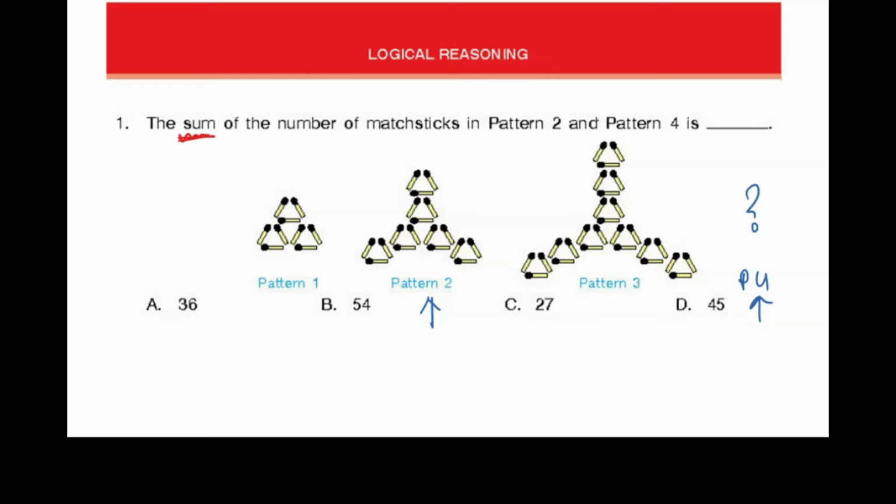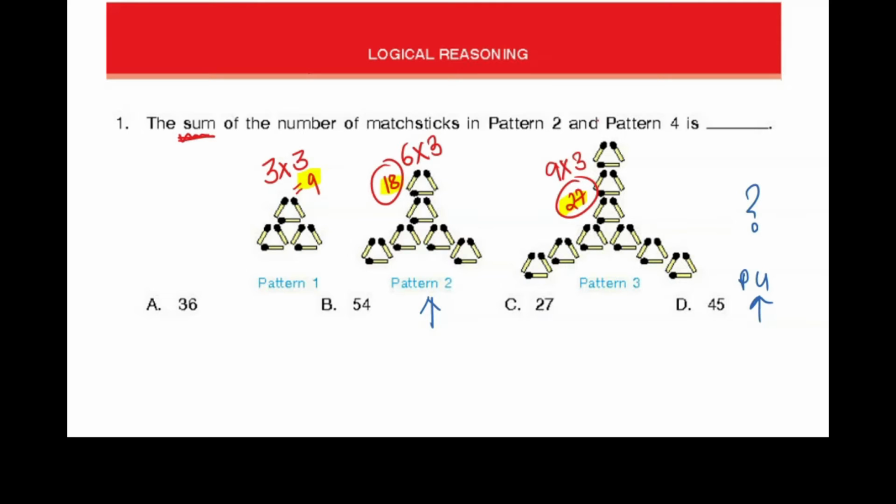So pattern 1 is having 3 triangles and each triangle is having 3 matchsticks. Pattern 2 is having 1, 2, 3, 4, 5, 6 triangles and each triangle is having 3 matchsticks. Pattern 3 is having 1, 2, 3, 4, 5, 6, 7, 8, 9 triangles and each triangle is having 3 matchsticks. So if we just find the product, it will be 9, 18, 27. Isn't it the table of 9? 9 times 2 is 18, 9 times 3 is 27.